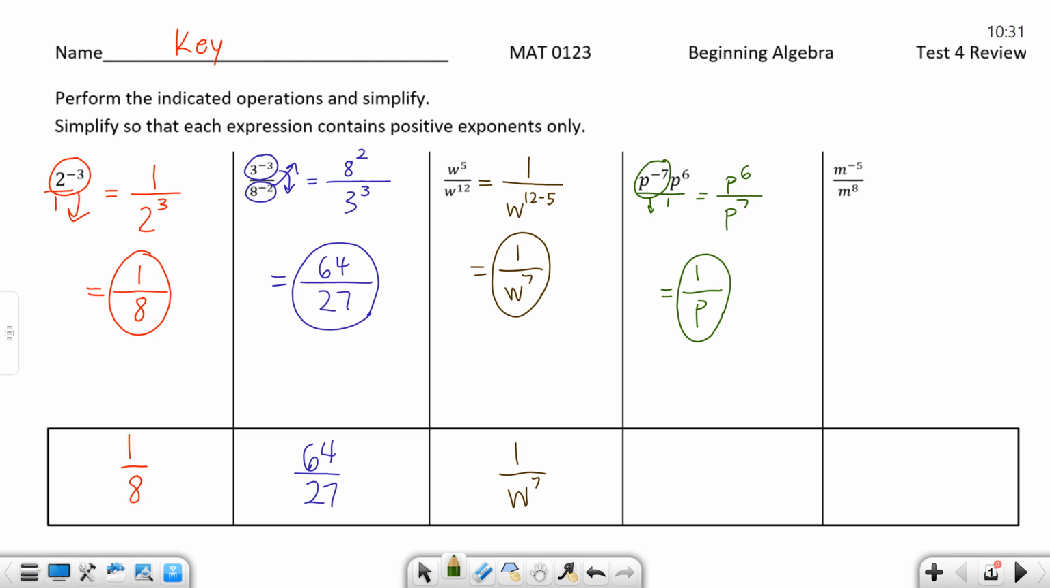Because we do, I should have shown that. Let me show that. This is going to be 1 over p to the 7 minus 6, and again, bigger number 7, so we put it in the denominator. So it's going to be 1 over p to the first, which is 1 over p.